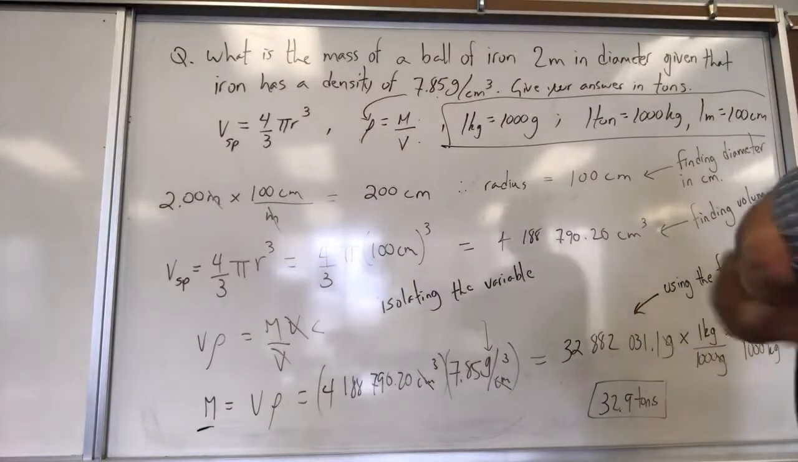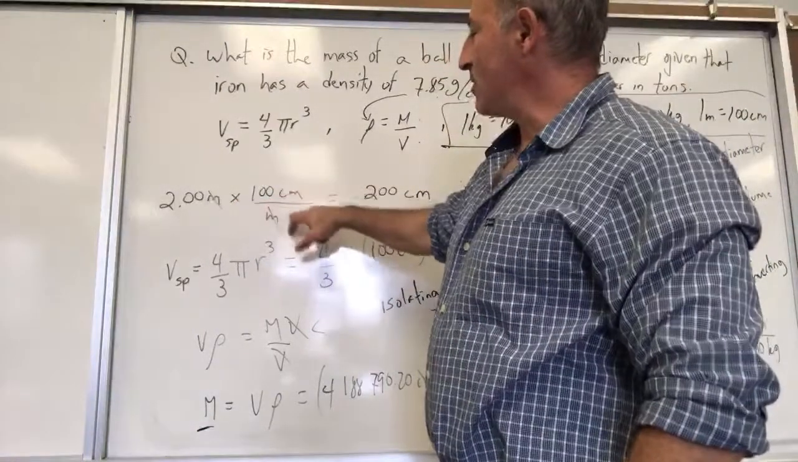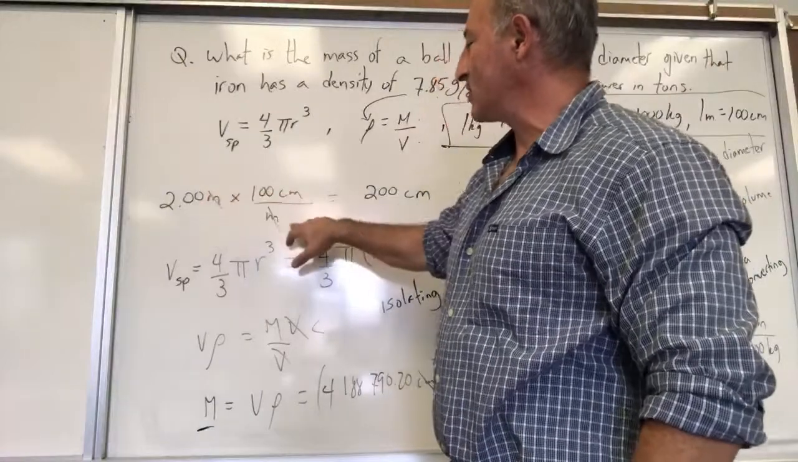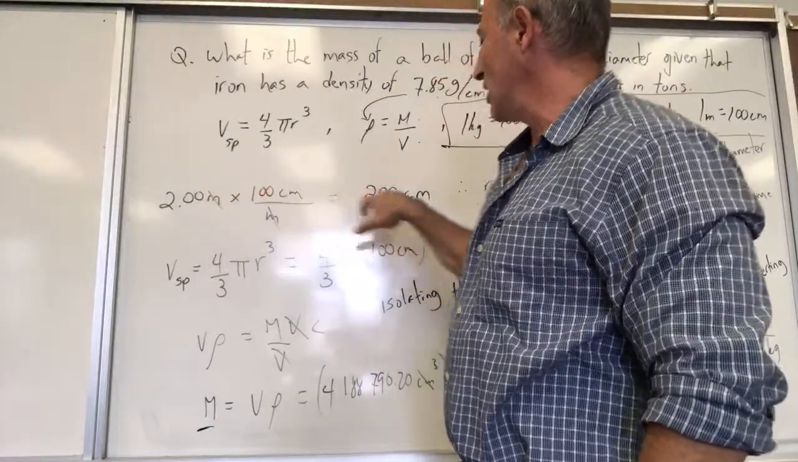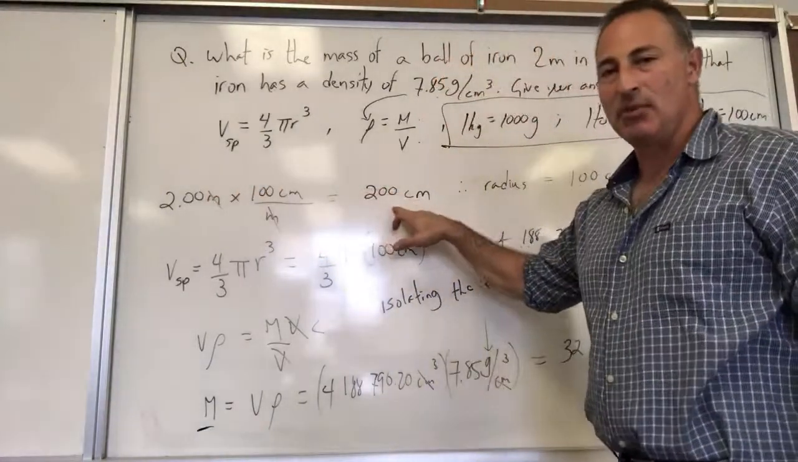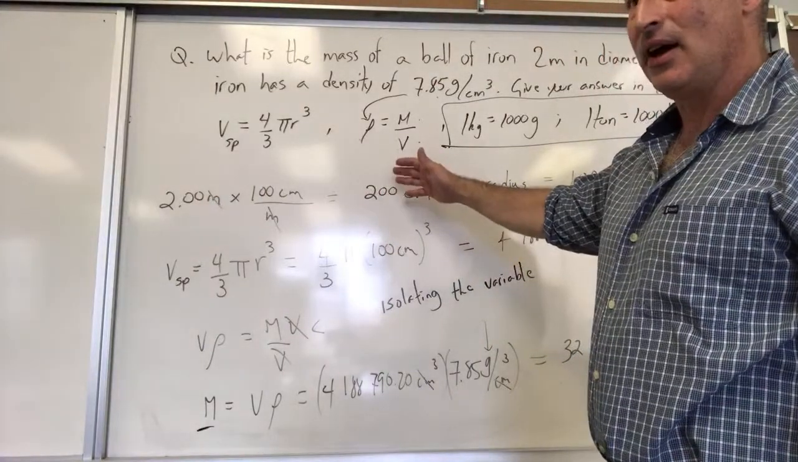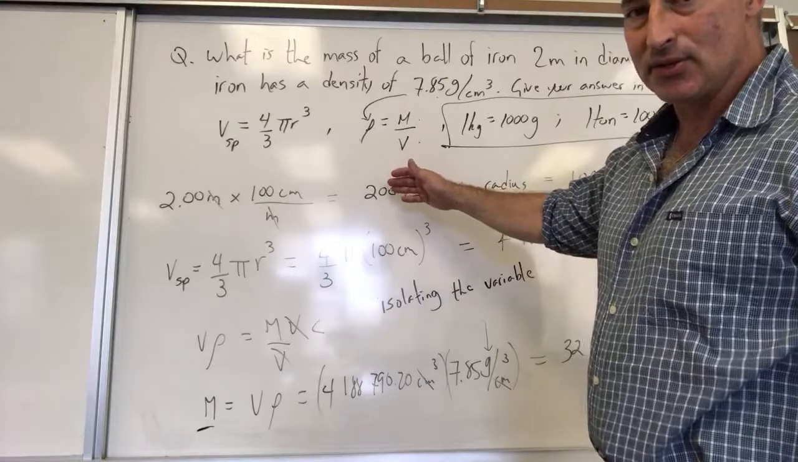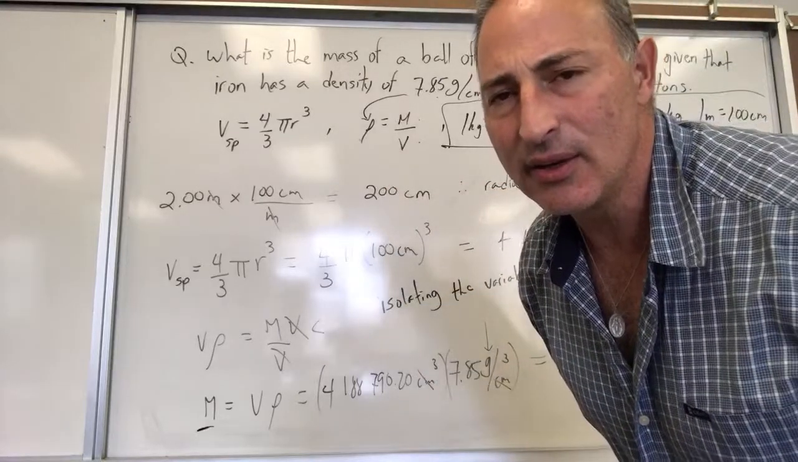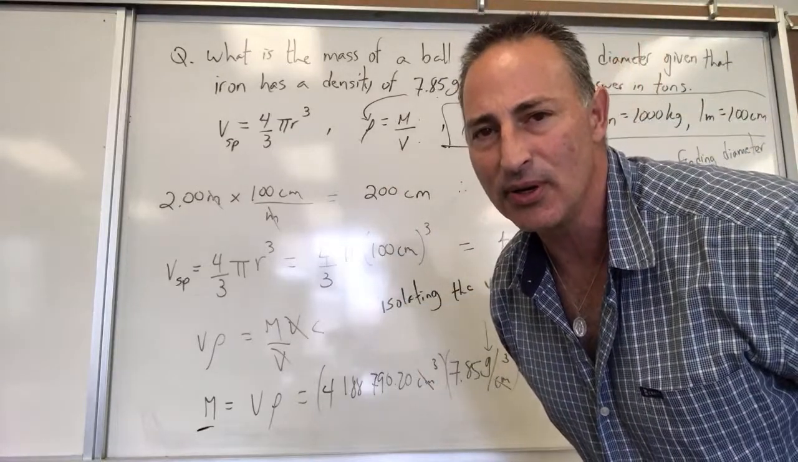So we start off with 2 meters. There's 100 centimeters per meter, so that allows me to cancel meters. 2 times 100 gives you 200 centimeters, so this ball of iron is 200 centimeters in diameter. Half the diameter is going to give you the radius.